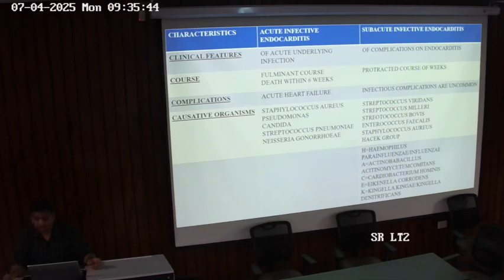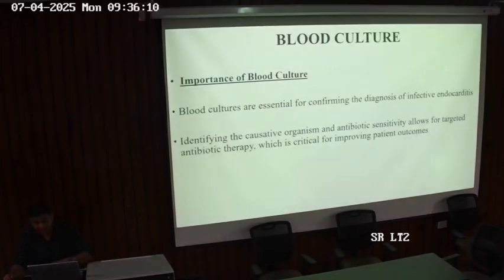Then there is Streptococcus mutans, bovis, Enterococcus faecalis, Staphylococcus aureus rarely, and the HACEK group. H is Haemophilus influenzae, A is Aggregatibacter, Actinobacillus actinomycetemcomitans, C is Cardiobacterium, E is Eikenella, Kingella. So all these HACEK group may present with subacute endocarditis. This is a rare group, but we should advise culture for these organisms also.